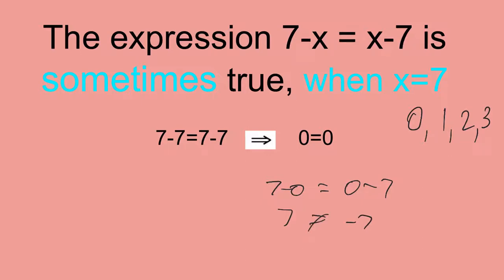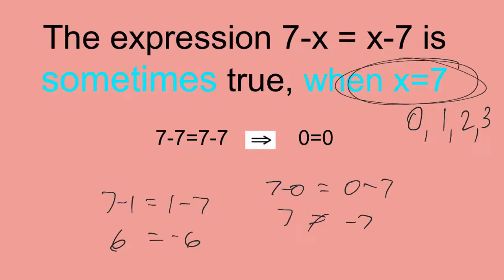If I did 1, I would have 7 minus 1. Does that equal 1 minus 7? Well, that gives me 6. This gives me negative 6. This is not working. Eventually, you can see that that's not working. And so then you figure out that it only works when x equals 7. Therefore, it's sometimes true, even though it's just one value.